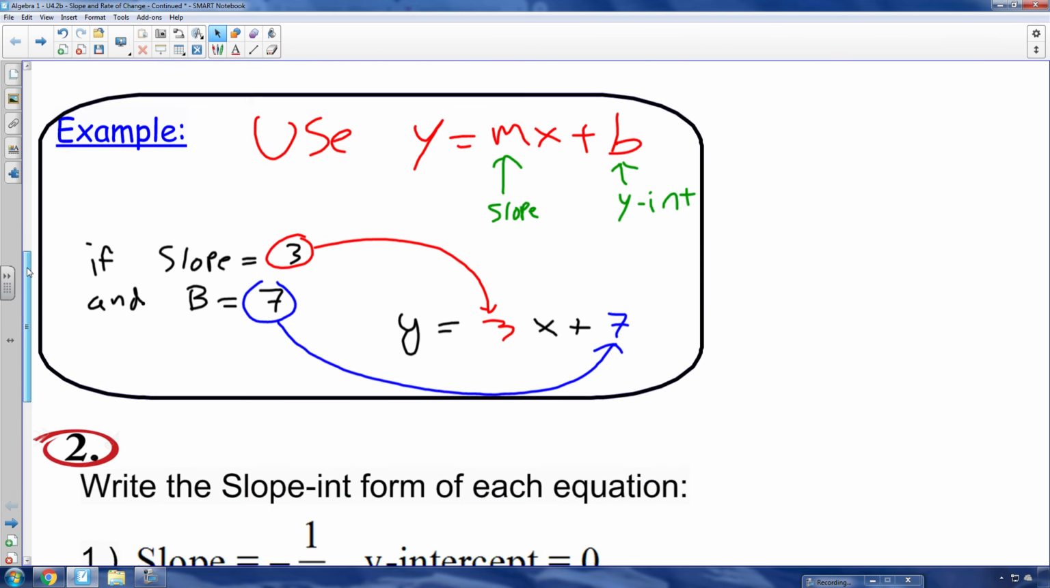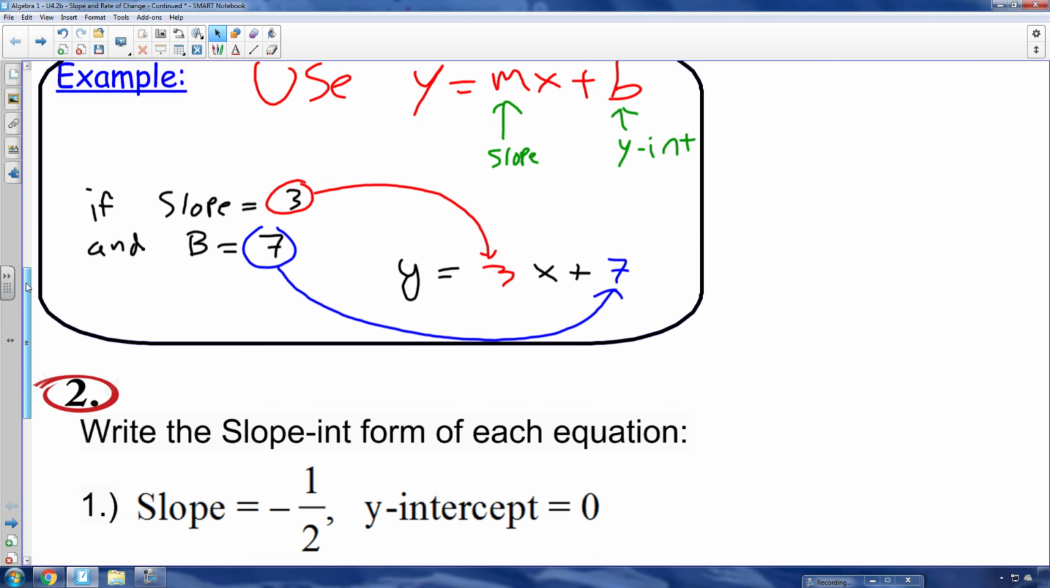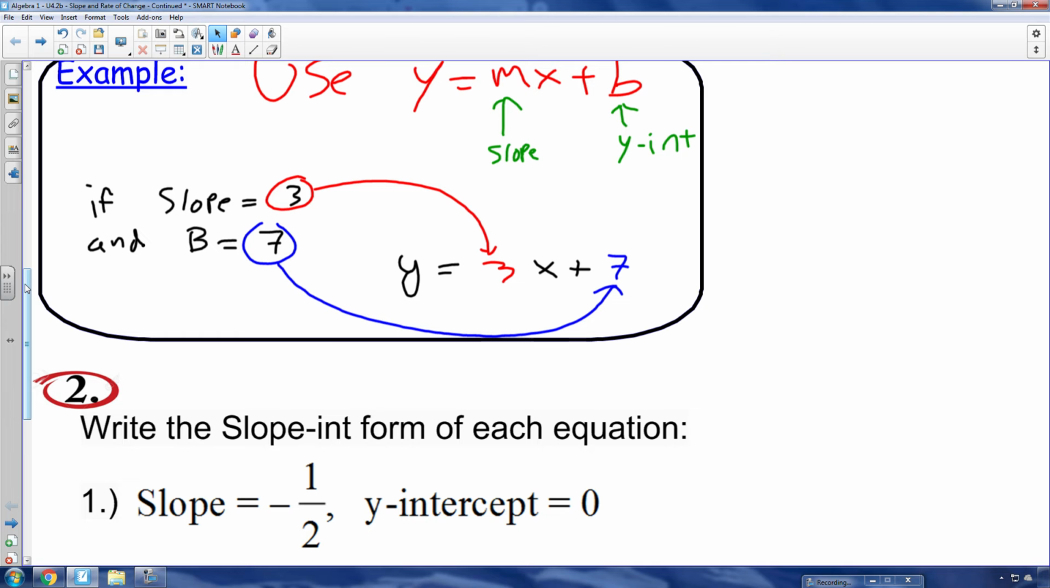Now, when we're trying to write the equation of a slope-intercept line, we just need to understand what these things mean. If this is slope, it's also m, right? And if this is the y-intercept, this is also b. So how would we write the equation of this line? Well, it would be just like the example above. So keep that in mind.